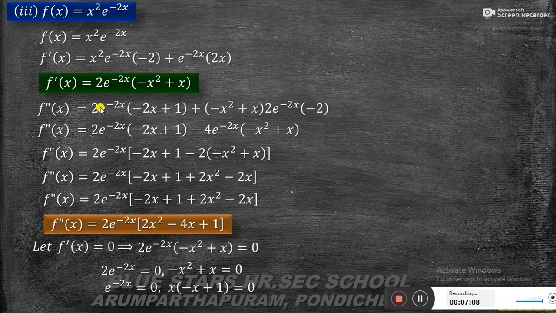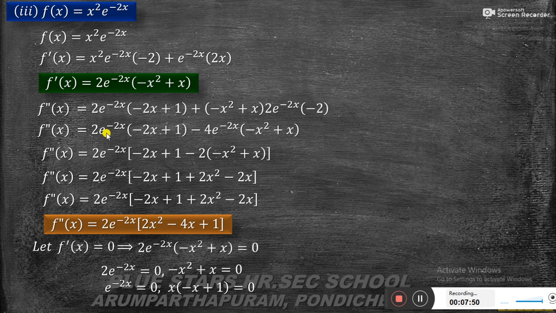f double dash of x equal to 2 into, again there are 2 functions. One is e power minus 2x, the next function is minus x square plus x. Now I differentiate. I take the first factor 2 e power minus 2x as it is. Now I differentiate the second factor minus x square plus x. Differentiation of minus x square is minus 2x plus differentiation of x is 1, plus next minus x square plus x into differentiation of 2 e power minus 2x. I write 2. Differentiation of exponential is the same, e power minus 2x. Next you differentiate the power. Differentiation of minus 2x is minus 2.